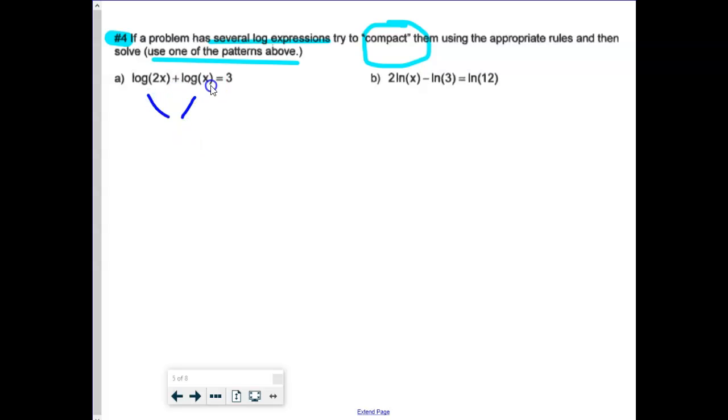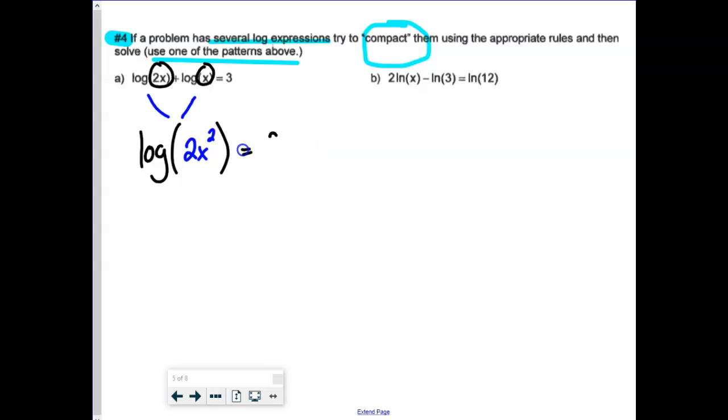What's the property of log plus log? How do we condense that back together? What do we do with the inside stuff here? We multiply it together. So in algebra, if you took 2x and multiplied it by x, you're looking at the log of 2x squared. Very good.